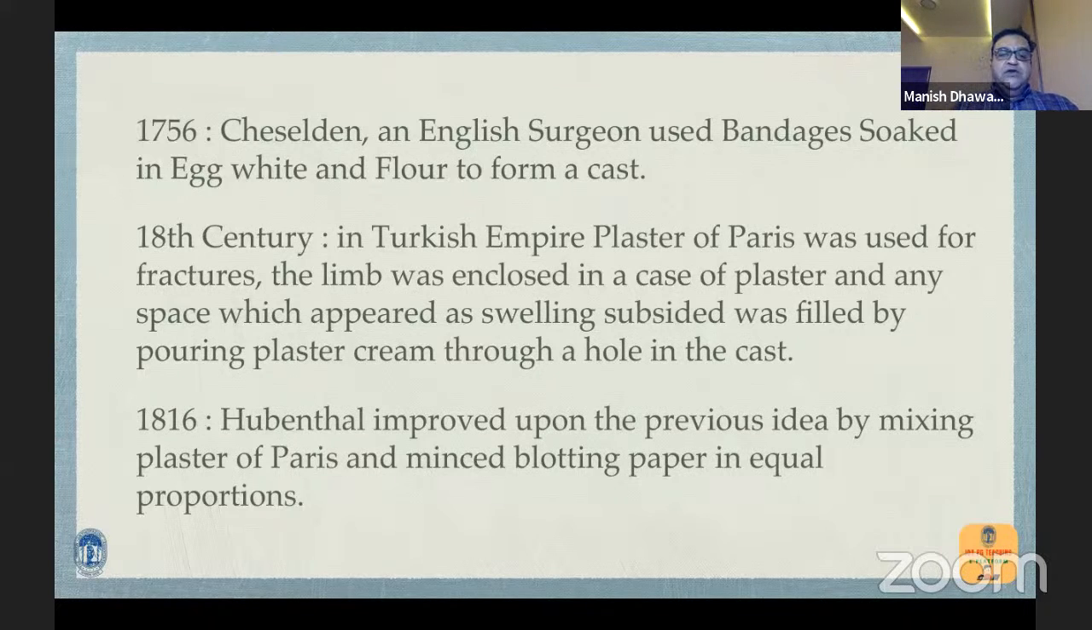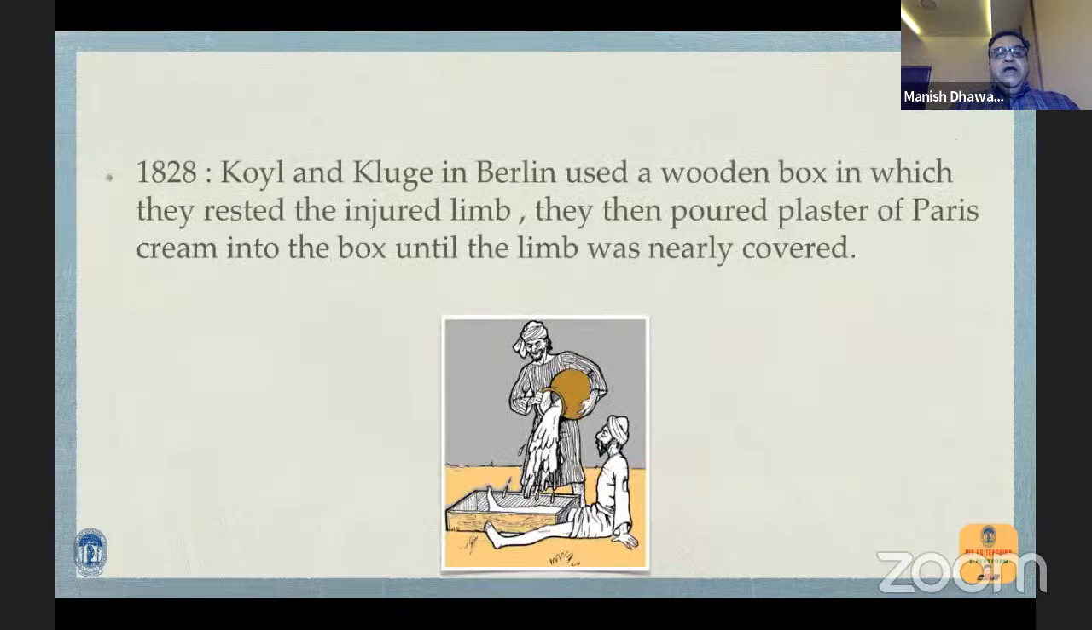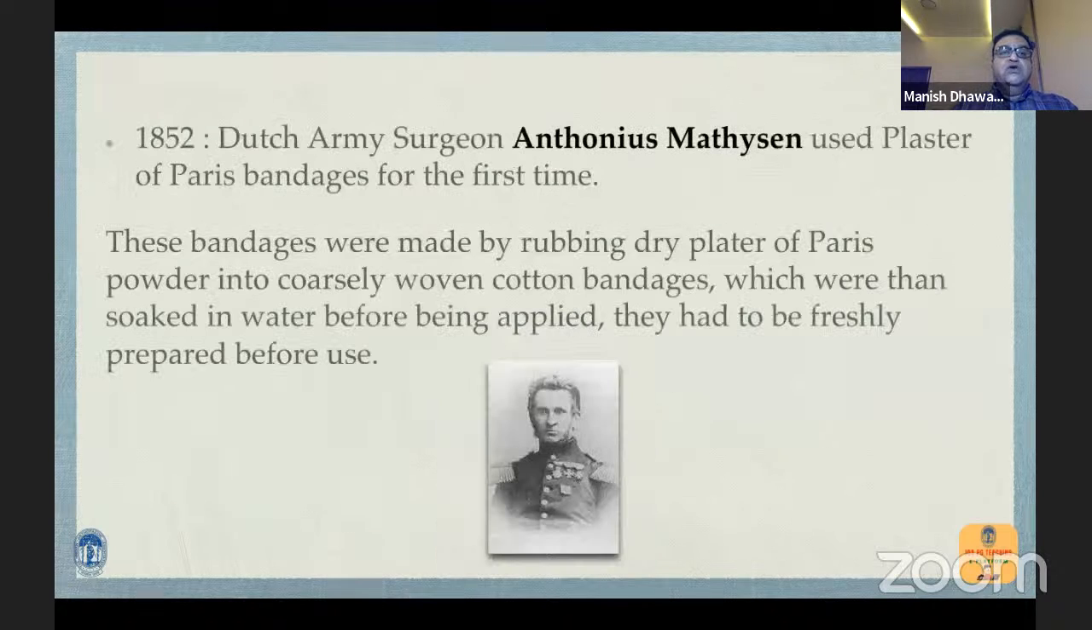Now, in 1816, Hubenthal improved upon the previous idea by mixing plaster of Paris and minced blotting paper in equal proportions. In 1828, Koyal and Klug in Berlin used a wooden box in which they rested the limb. Then they poured plaster of Paris cream into the box until the limb was nearly covered. So now we come again to the contribution in 1852 of Anthonius Mathijsen, which I have already told you.